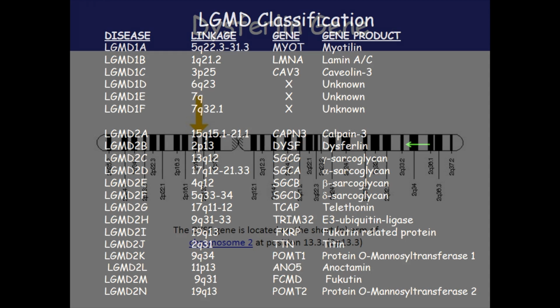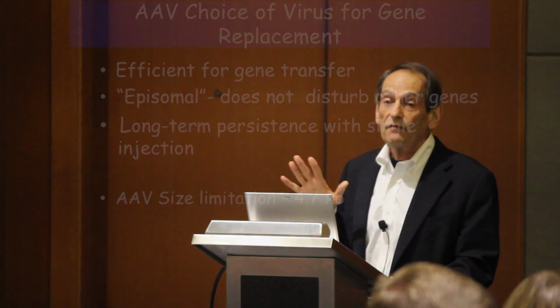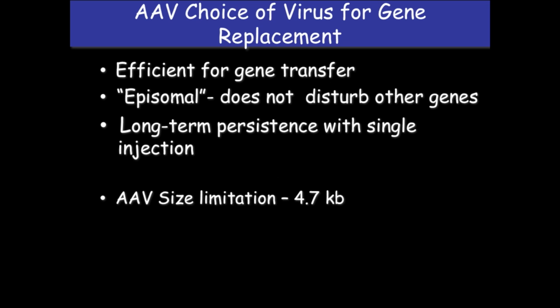The dysferlin gene is found. This is the position of the dysferlin gene on chromosome 2, and that was discovered before even the gene was known. And then what we've got is what we do. We have to have the choice of virus again for gene replacement. I wanted to emphasize this just to make a couple points that I probably forgot along the way. AAV is very efficient for gene transfer. That's unequivocal.